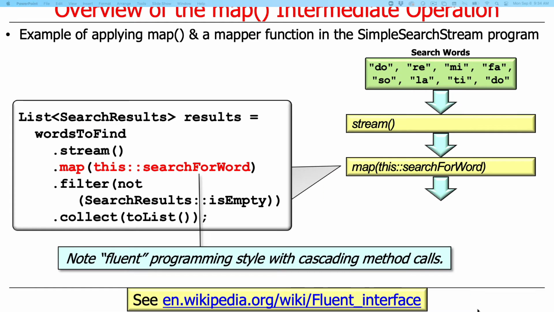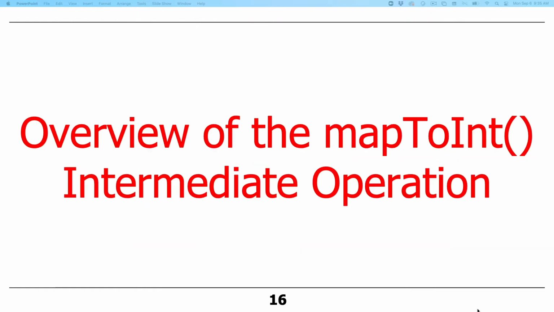Here's a little code snippet that illustrates this map method in context. And you can see we say words.stream, .map, .filter, .collect. Notice the fluent programming style here. So the output of stream is connected to the input of map. The output of map is connected to the input of filter. The output of filter is connected to the input of collect. That's what's called fluent programming. It's the fluent programming pattern. So that's map. Very, very common method.